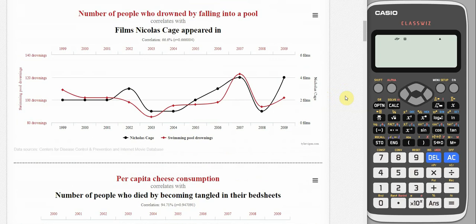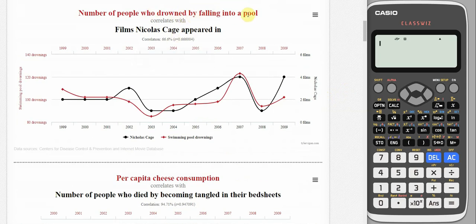Here's another one. The number of people who drowned by falling into a pool correlates with the number of films Nicolas Cage appeared in. So in the years when Nicolas Cage only did one film, the number of people drowning by falling into a pool was a bit lower than it had been in previous years. But then in a year when he did 4 films, the number of people drowning by falling into a pool was also higher than normal. And again, our common sense tells us these two things are not causing each other. There's no causal relationship here.